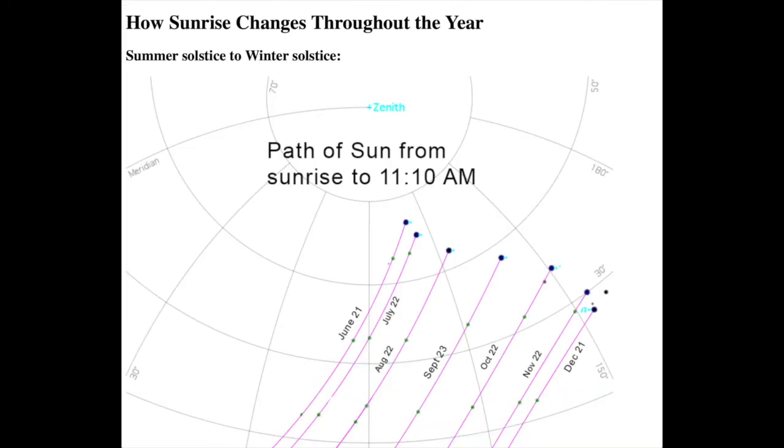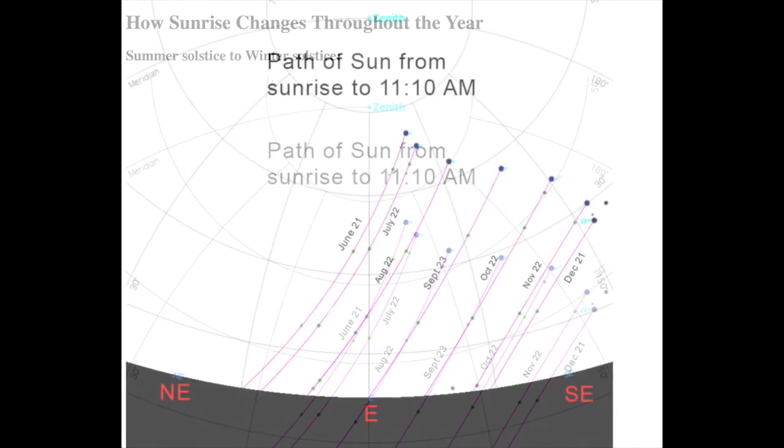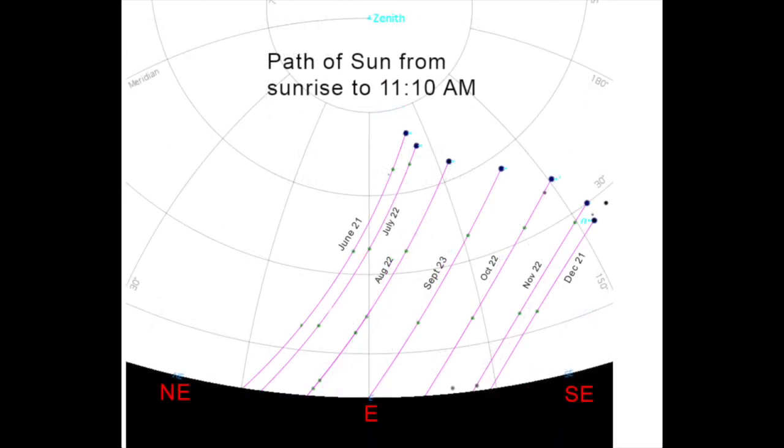Next slide. This slide shows how the sunrise position changes throughout the summer and fall. The first few hours of the sun's path is shown for Bakersfield. For this particular year, the autumnal equinox happened on September 23. In summer and spring, the sun rises in the northeast. In fall and winter, the sun rises in the southeast.